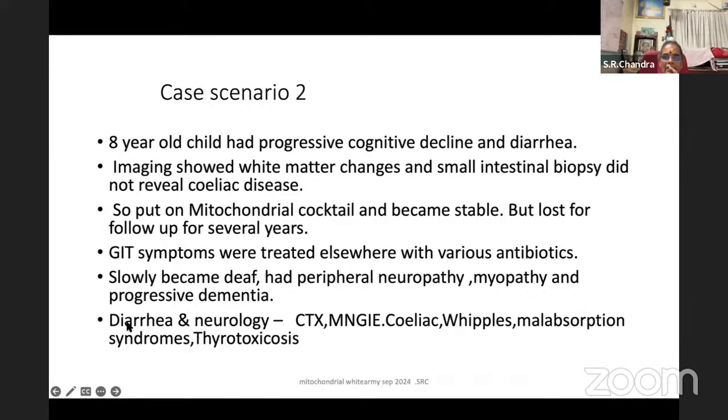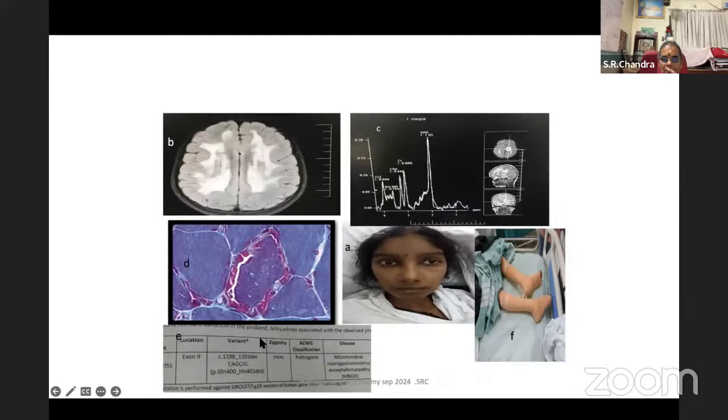Then we did the genetics at this time, and it was confirmed as MNGIE. I will show the case. And what are all the conditions where you get diarrhea with neurological deficit: cerebrotendinous xanthomatosis, mitochondrial gastrointestinal disease, celiac disease, Whipple's disease, malabsorption syndrome, and thyrotoxicosis. So this child was a case of mitochondrial neurogastrointestinal encephalopathy. If she had been on the cocktail, at least the course could have been slowed down.